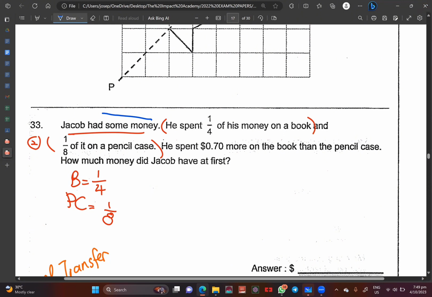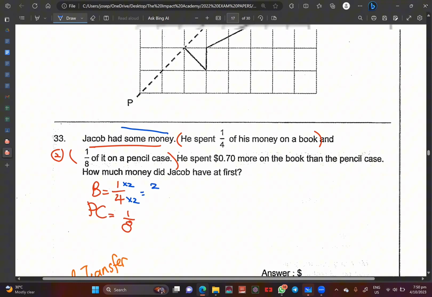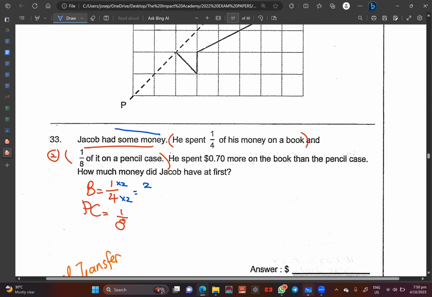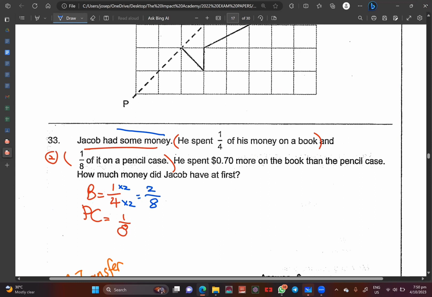I say I have some money, I give you $2, I give the person $5, right? So you see, 2 plus 5 equals what I have. You understand what I'm saying? This is the idea of part, whole. So what I want to do here is definitely make the denominator the same. So what do you have over here? You get 2/8. Am I making sense here? Now I know my book is actually 2/8. Pencil case is actually 1/8.